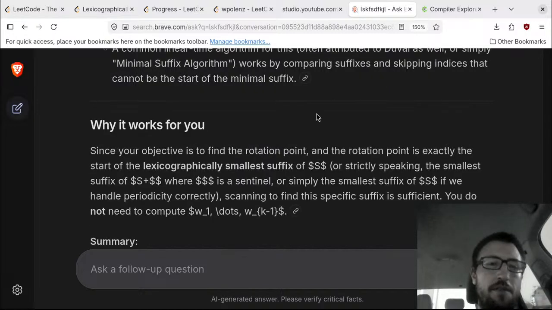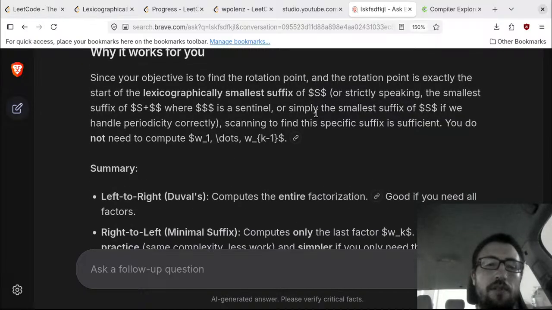Since your objective is to find the rotation point, the rotation point is exactly the start of the lexicographically smallest suffix of s, or strictly speaking, the smallest suffix of s plus s, or s plus $, where the $ sign is a sentinel, or simply the smallest suffix of s. If we handle periodicity correctly, scanning to find this specific suffix is sufficient. You do not need to compute W sub 1 to W sub k minus 1.